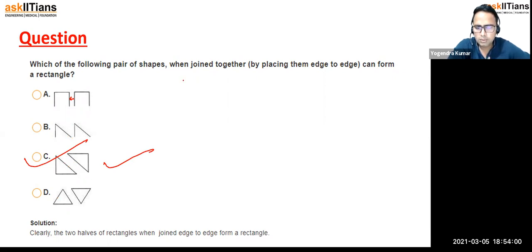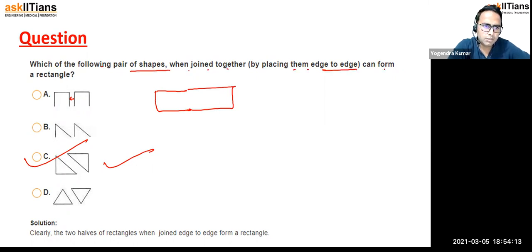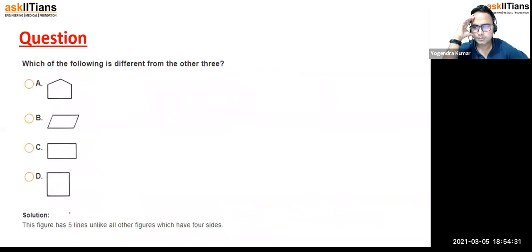What do they mean by edge to edge? I think we can keep these also like this. Okay, we flip it like this. Which of the following pair of shapes, when joined together by placing them edge to edge, can form a rectangle? Yeah, I think this is what edge to edge is, correct. By the way, you can have a better figure. I think you understand this.